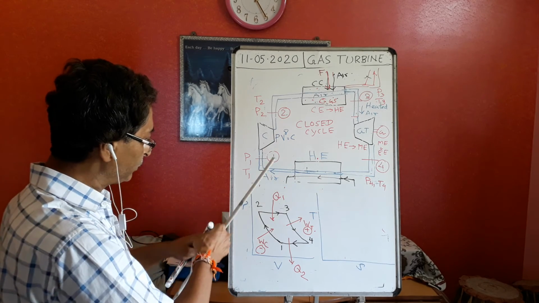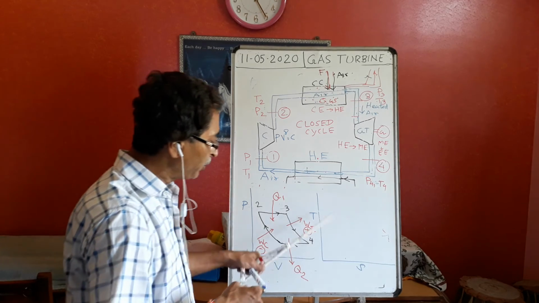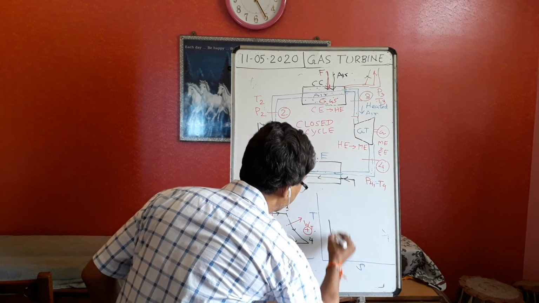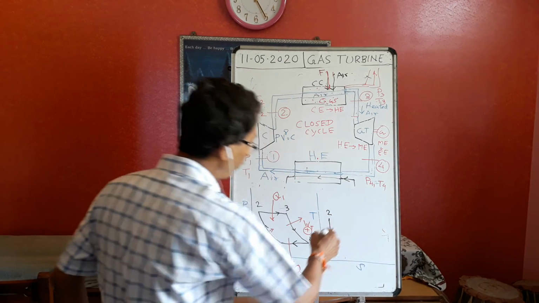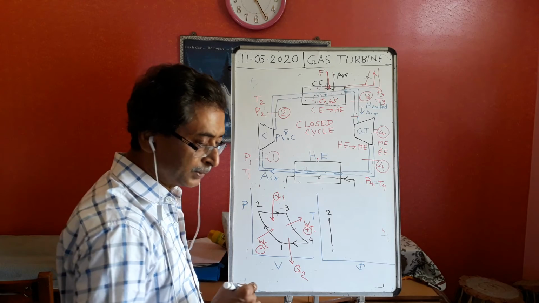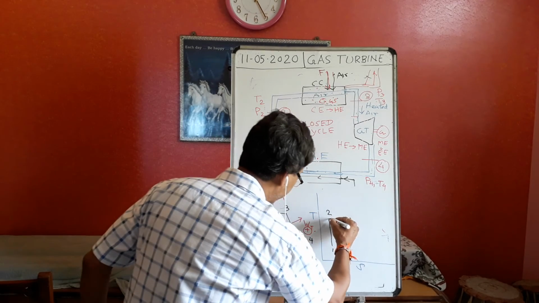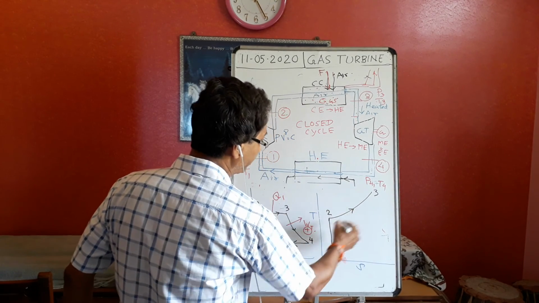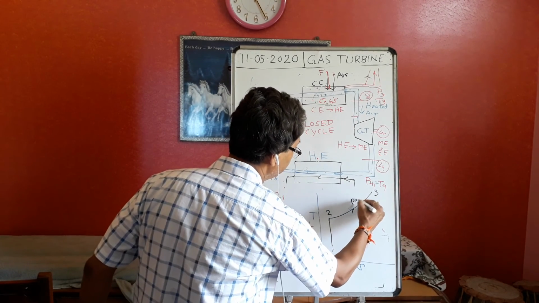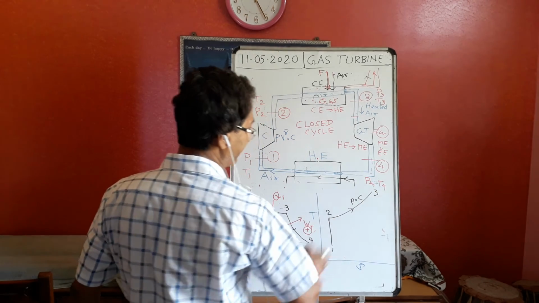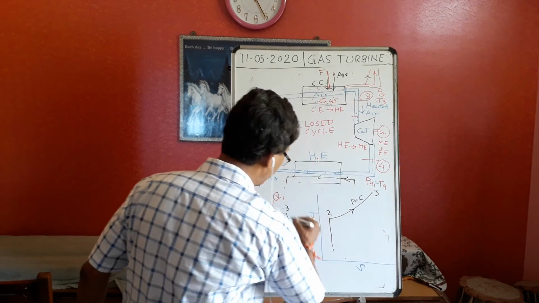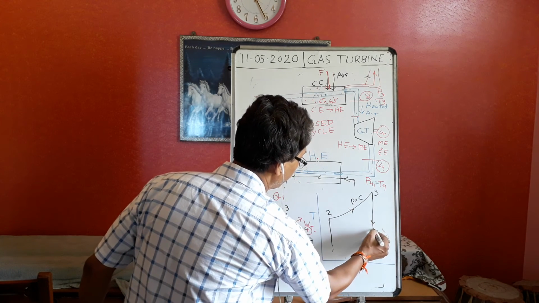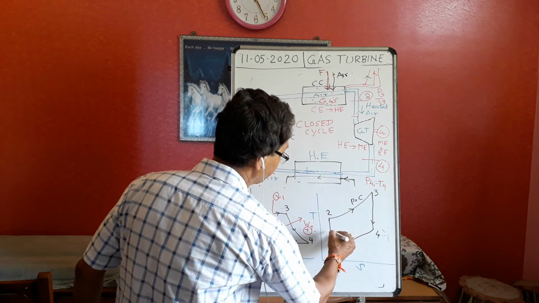Now see the TS diagram. 1 to 2 isentropic means entropy will remain constant. So for 1 to 2 the entropy is the same. Then 2 to 3 is constant pressure. The diagram is like that: pressure remains the same, this is the constant pressure line, but temperature will increase. And 3 to 4 again isentropic, like that, and then 4 to 1. Again we come back to the original position.